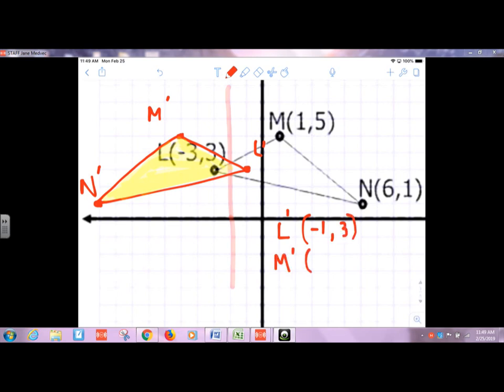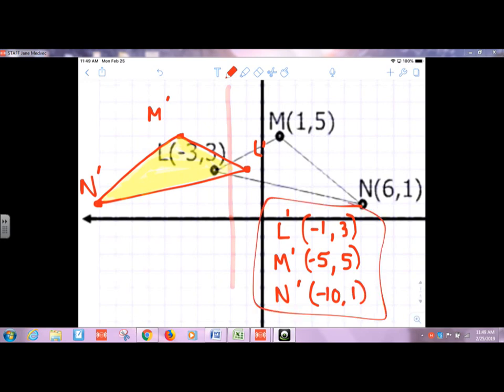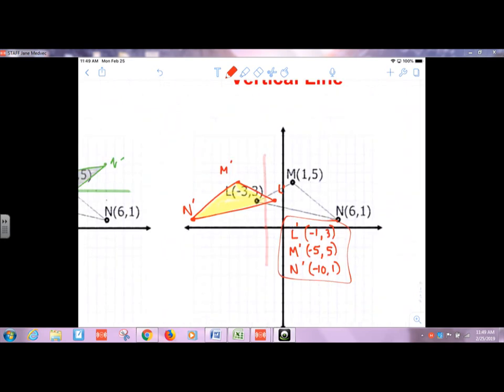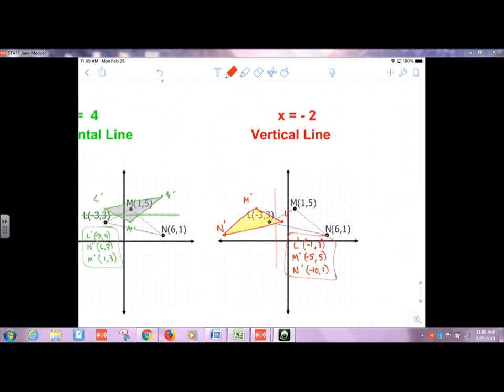M prime is going to be -5, 1, 2, 3, 4, 5. And N prime is going to be -10, 1. And those are the new ordered pairs. Okay, so what you do is kind of back to geometry or algebra. You find out where X is -2, put a point on it, draw your vertical line, and then go ahead and reflect it. And make sure you list your ordered pairs.